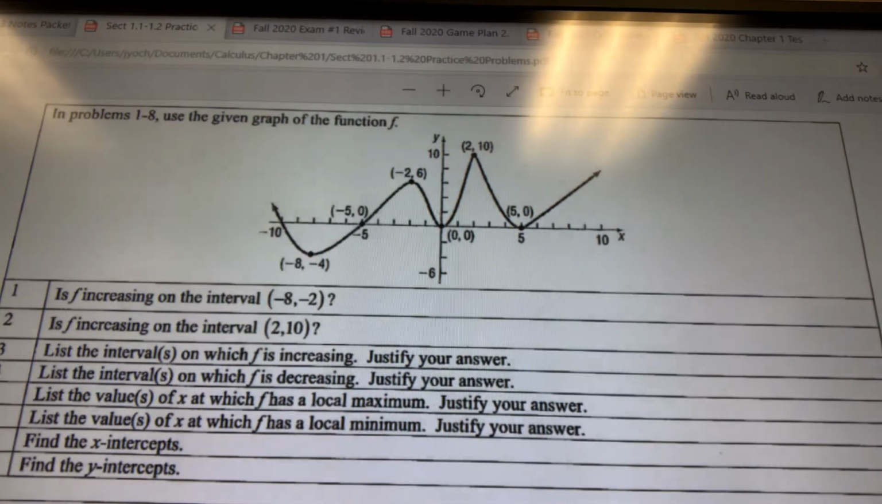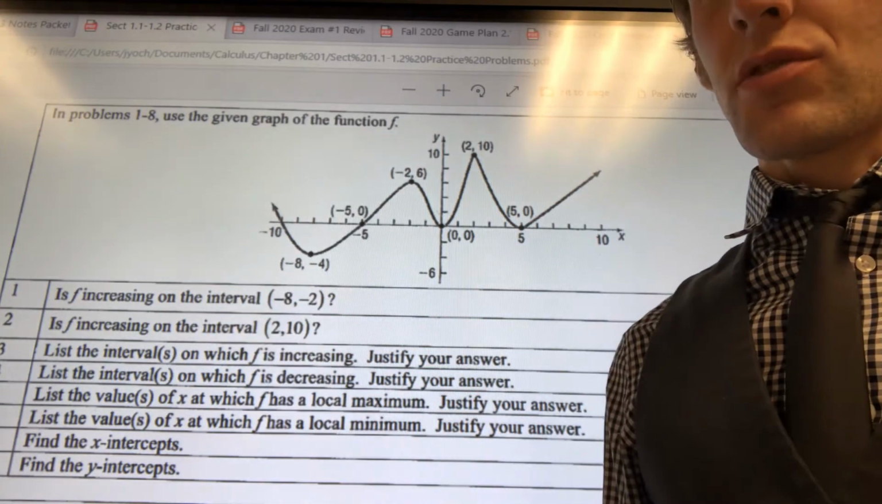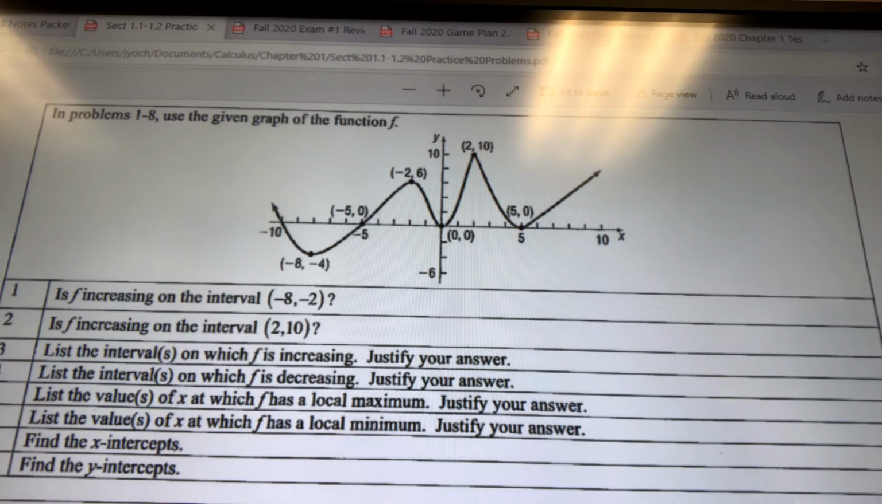All right, calculus, welcome to the end of section 1.1. You got some graphs here I just want to talk about: what it looks like to be increasing, decreasing, and constant. So on this graph here, looks like problems 1 through 8.